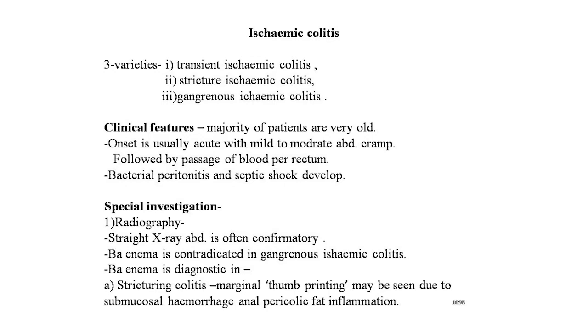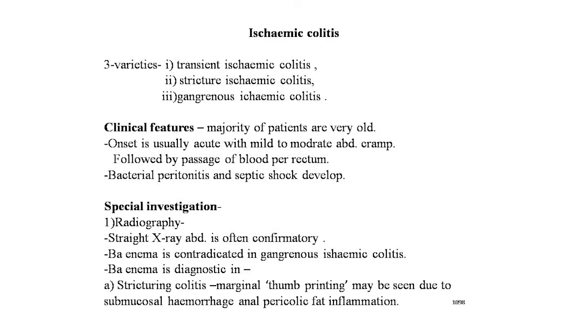Now the clinical features of ischemic colitis. The majority of patients are very old, and it is rarely seen below the age of 45 years. Onset is usually acute with mild to moderate abdominal cramp, followed by passage of blood per rectum. Bacterial peritonitis and septic shock may develop.